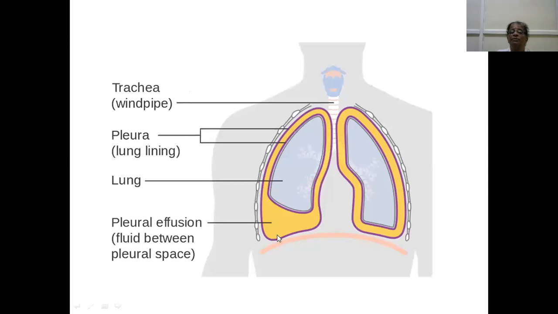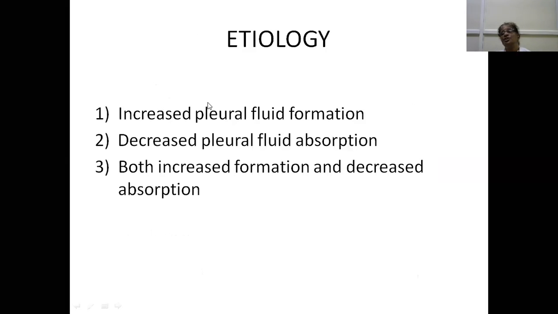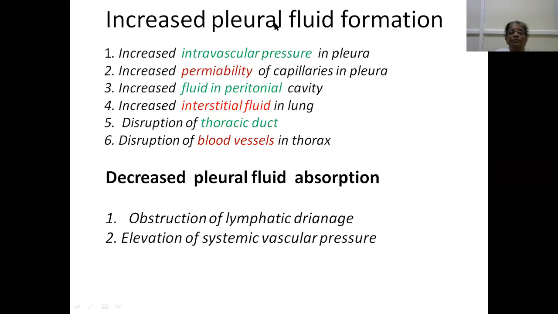Whenever there is pleural effusion, initially the lower costodiaphragmatic recess will be filled up, and slowly it causes compression over the lung and the lung collapses. So what is the etiology of pleural effusion? It can be due to increased formation of fluid or decreased absorption of fluid, or a combination of the two. Increased fluid formation may occur when there is any increase in the intravascular pressure in the pleura. If there is increased intravascular pressure in the pleura, there will be a pressure gradient, and hence the fluid will be sequestered into the pleural cavity.